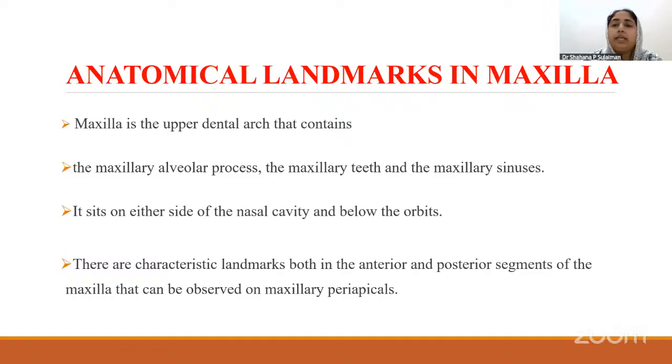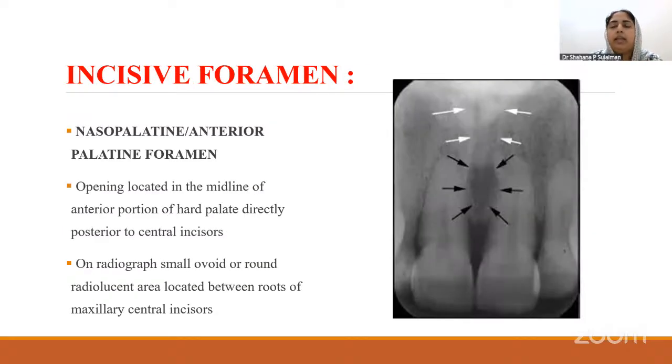Now coming to the anatomical landmarks in the maxilla in detail. You know that the maxilla is the upper dental arch and it contains the maxillary alveolar process, the maxillary teeth and the maxillary sinus, and it is situated on either side of the nasal cavity below the orbit. There are certain landmarks which are specific for the anterior region of the maxilla and the posterior region of the maxilla. Now coming to the anterior region of the maxilla.